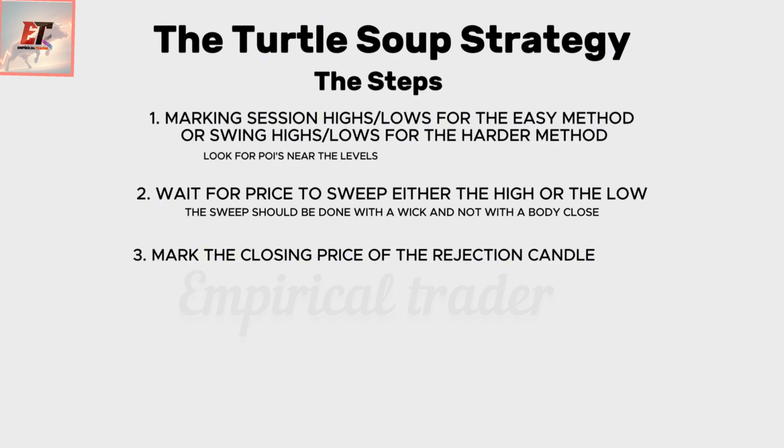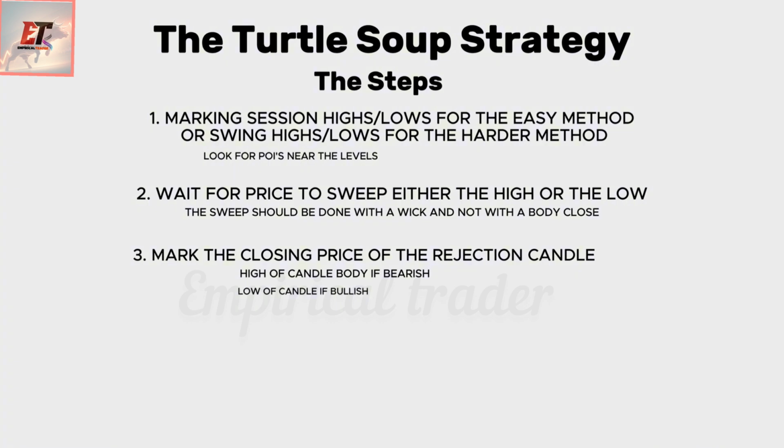And then what we're going to do is mark the closing price of that rejection candle, mark the high of the candle body when bearish, and mark the low of the candle body when bullish. So what we are focusing on is not the candle wicks. The wicks confirm that we may have rejection, but then the candle bodies tell us where to go buy long from, or where to go sell short from. So we're going to be marking the body high if bearish, and body low if bullish.